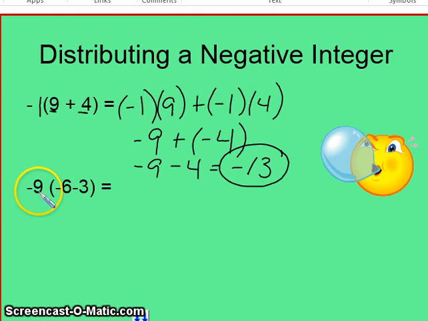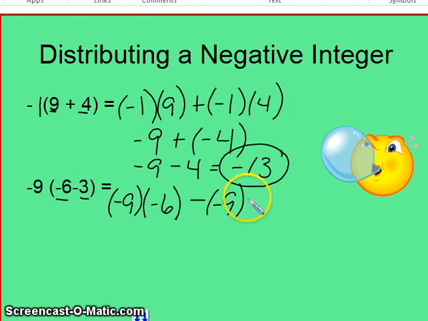Alright, here's another example where we've got negative 9 times the quantity negative 6 minus 3. Now we can multiply each term in our parentheses by the one on the outside. So we're going to multiply by negative 9. We're going to multiply negative 6. That's a minus, and then 3. And we're going to keep our subtraction in the middle of those two terms. So I can rewrite this as negative 9 times the first term, negative 6, minus, again, negative 9 times the second term, which is 3.